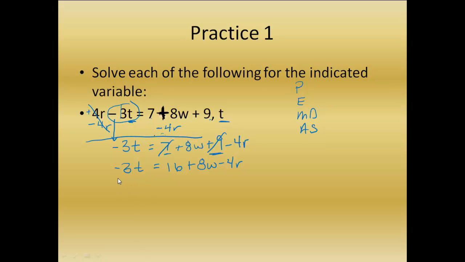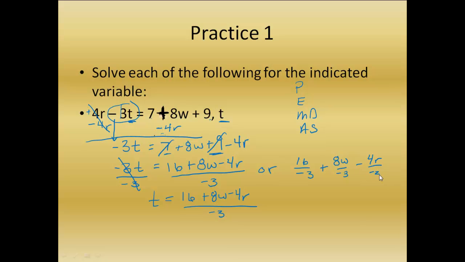So option number 1 is you can just do one big fraction like this, and then be left with t equals 16 plus 8w minus 4r, all of that over negative 3. Or, if you wanted, you could do them individually. You could do 16 divided by negative 3 plus 8w divided by negative 3 minus 4r divided by negative 3. That would also be okay.